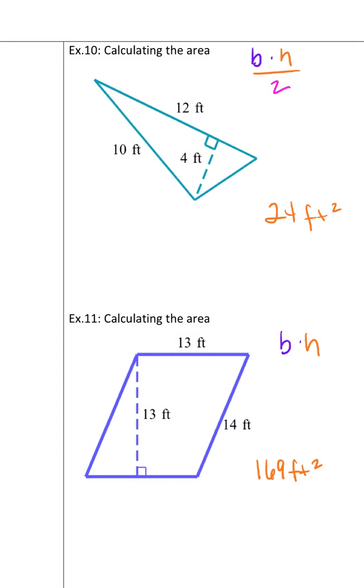And it has to be squared. It can't be cubed. That's volume. It can't be just feet to the first power or just feet. That's perimeter, okay? That's a linear length.